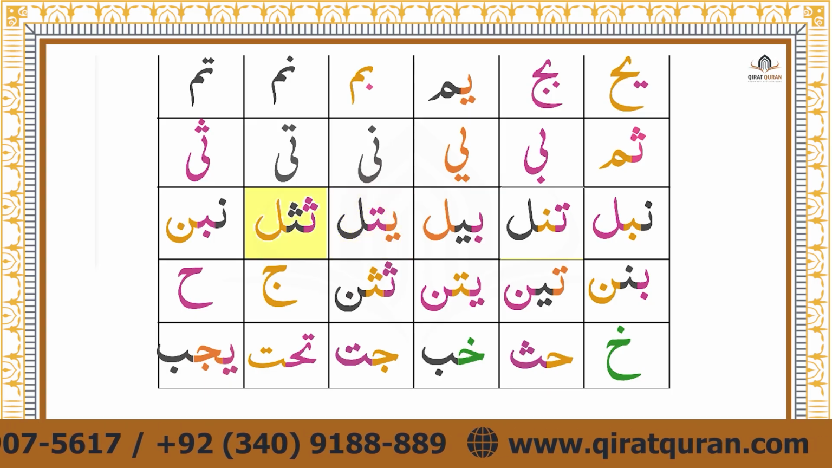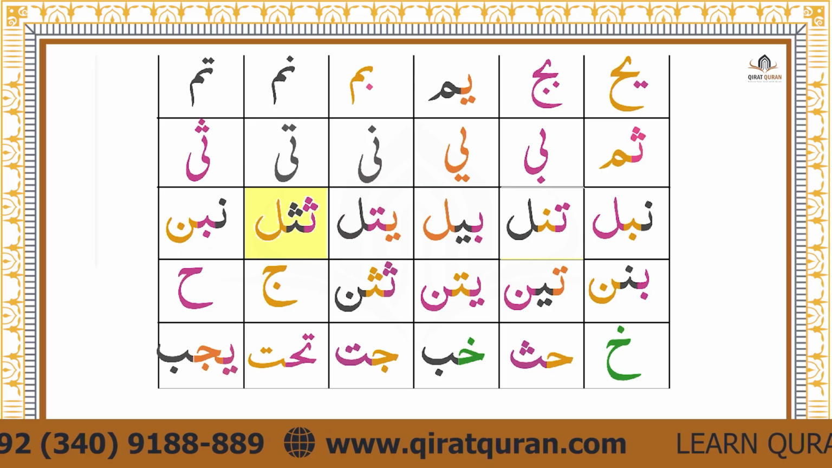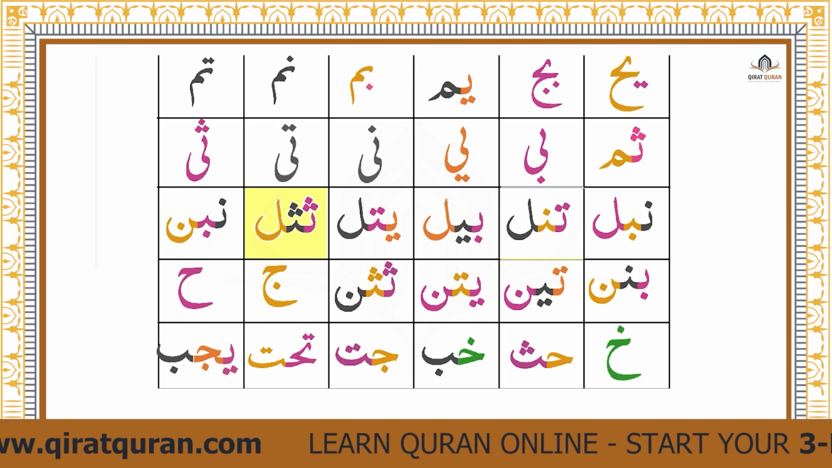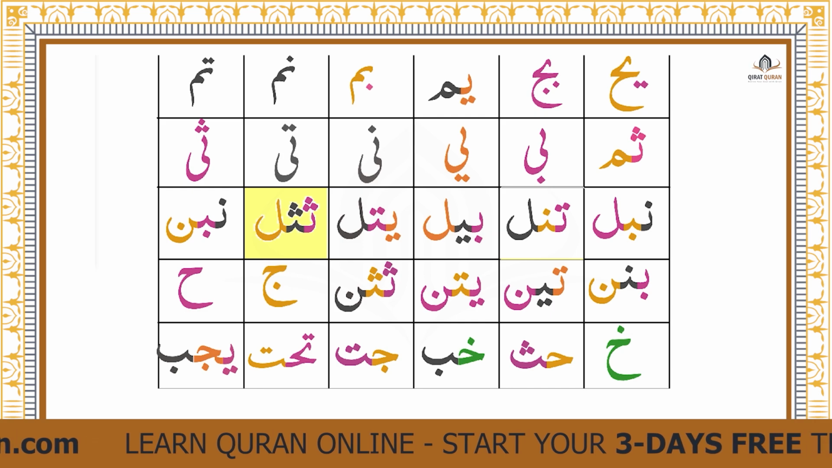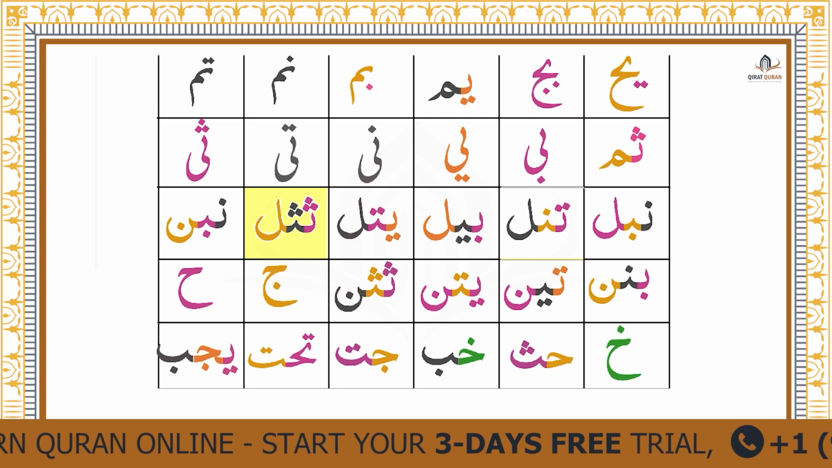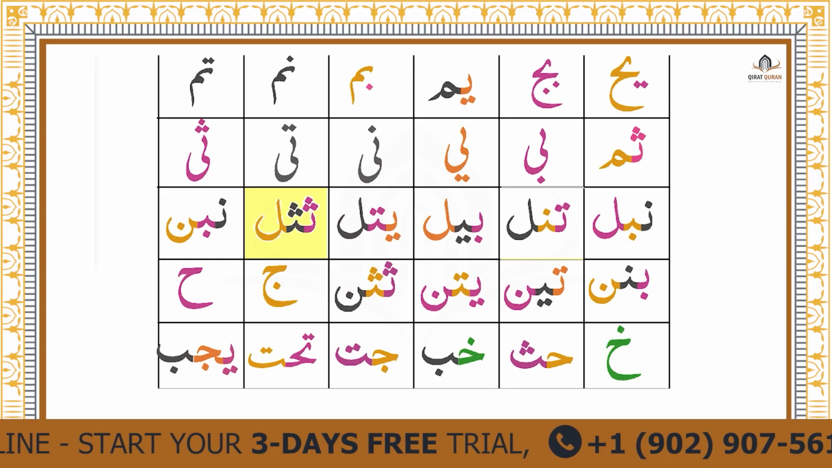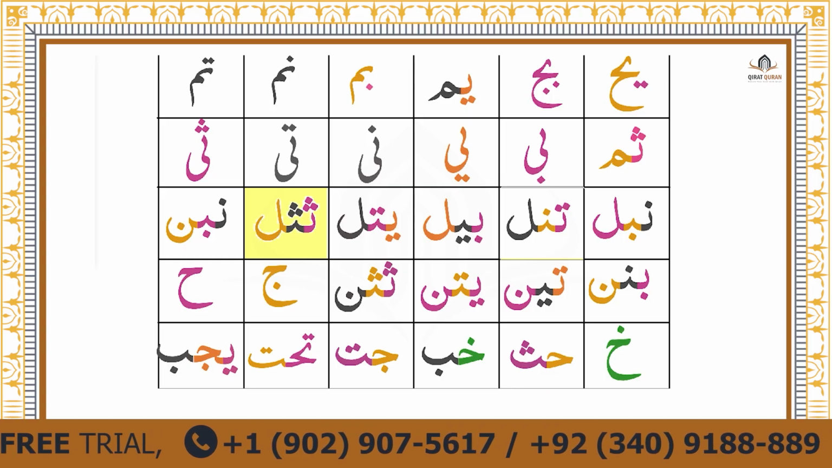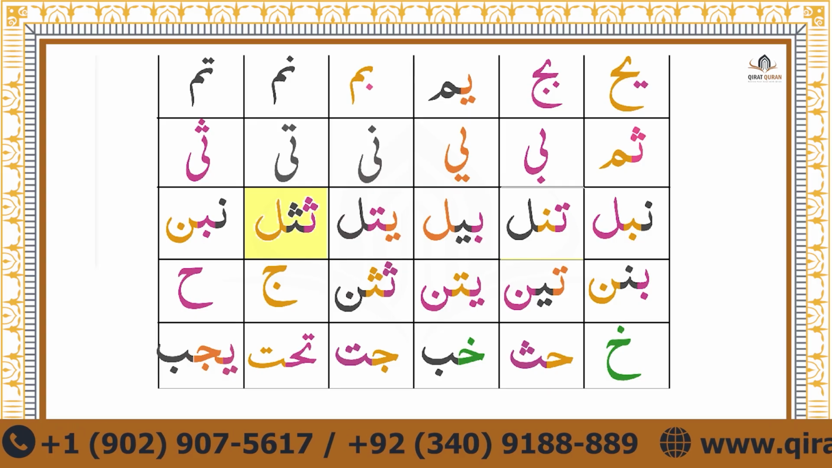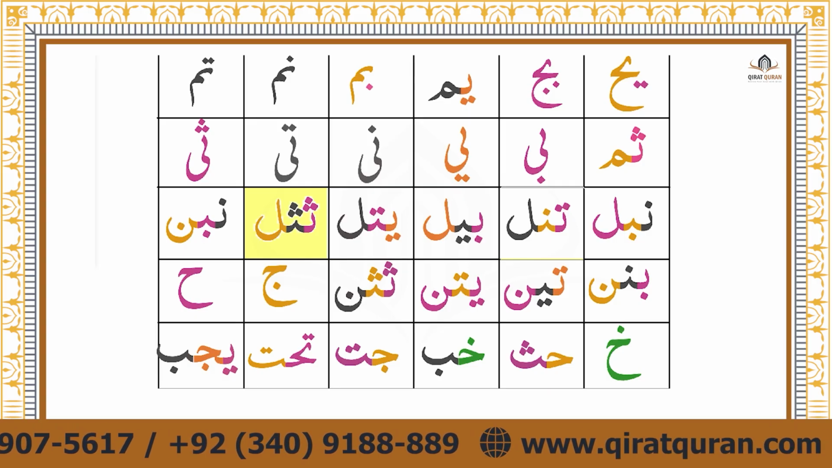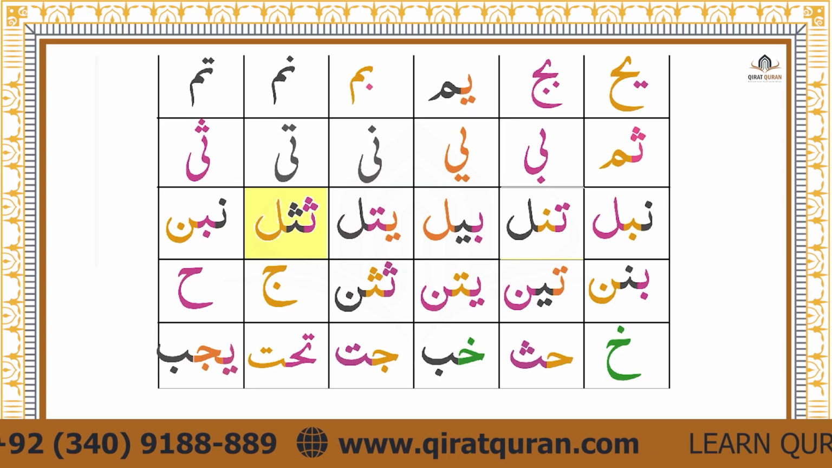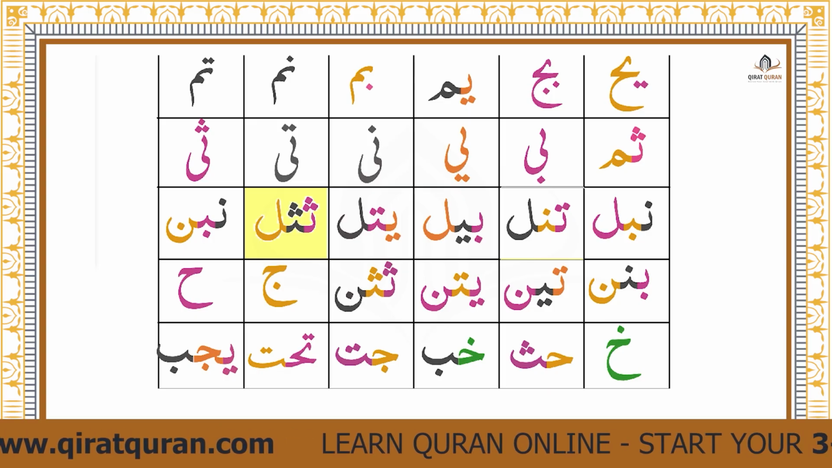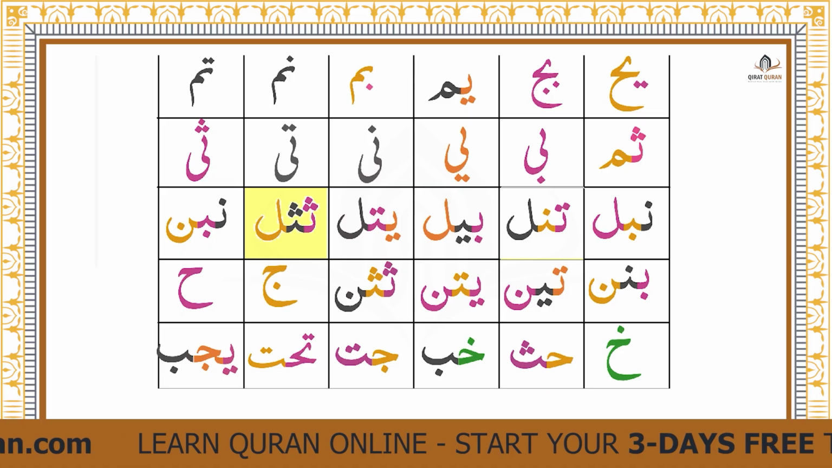Next three letters, the first two letters are similar, they are the same letters, and the letter is Sa because it has three dots at the top, and we know that Sa has three dots at the top. So the first one is Sa, and the second one is also Sa, and the third one is Lam. Sa, Sa, Lam.